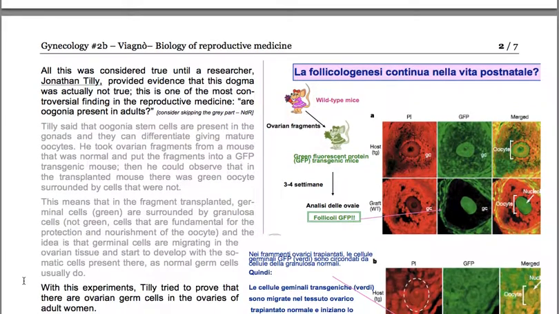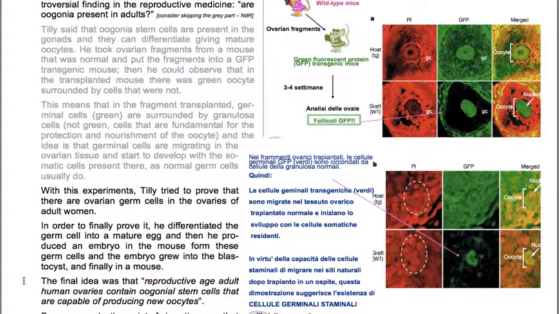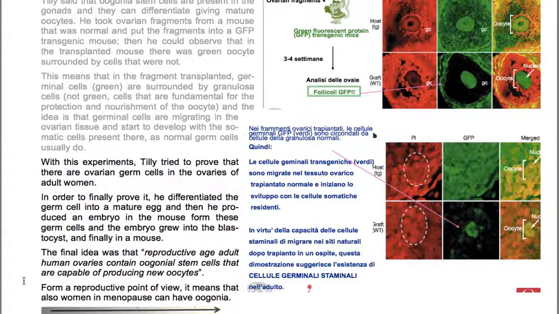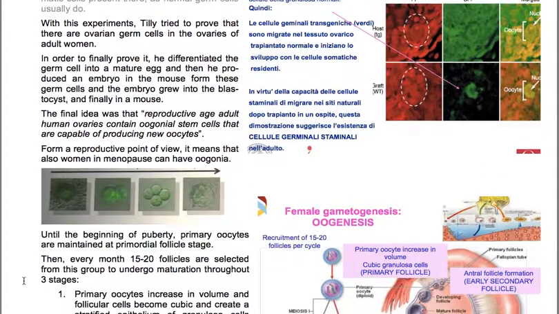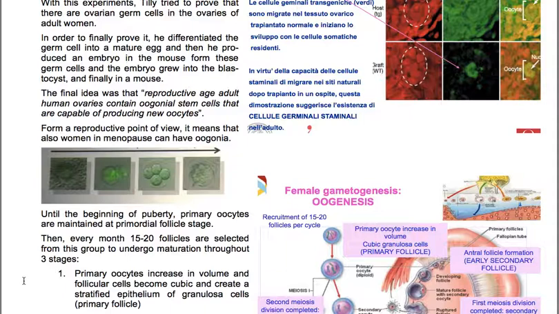Anyway, some researchers state that we can have oogonia also in late ages, in older women, adult women, ovarian germ cells in the ovaries of adult women. This, from a reproductive point of view, would mean that also women in menopause can have oogonia, but it's controversial.